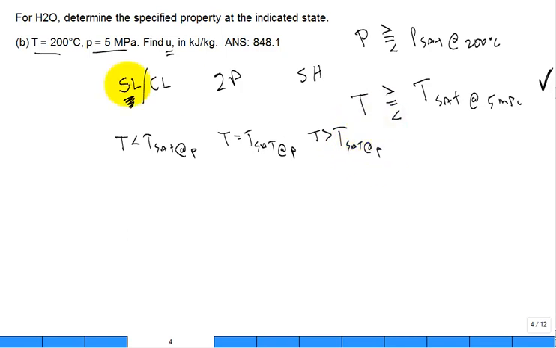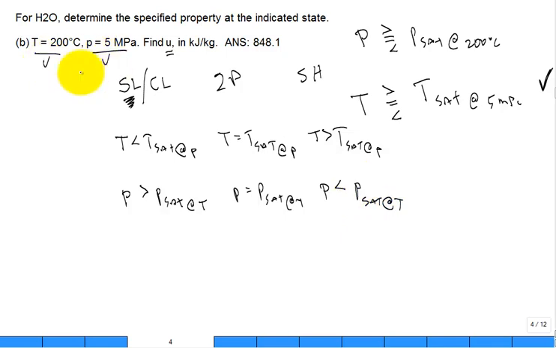All right, how about from the perspective of pressure? Well, here the actual pressure is greater than the saturation pressure at that temperature, or the pressure is equal to the saturation pressure at that temperature, or the pressure is less than P sat at the given temperature. So because you're given both temperature and pressure, you can do it from this perspective or that perspective, either way. So let's take a look.